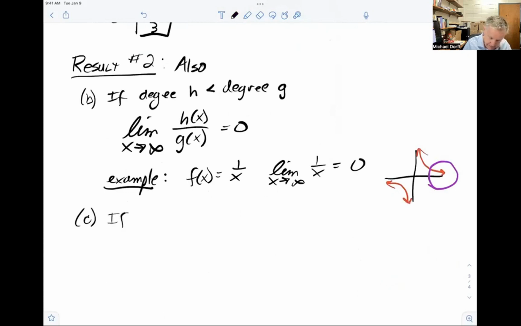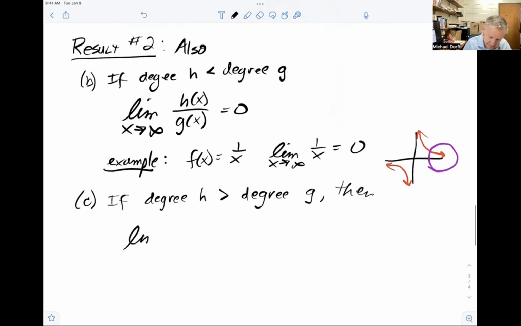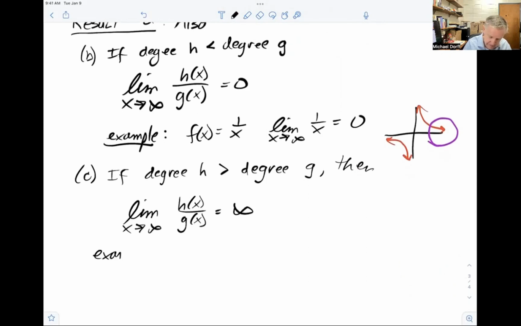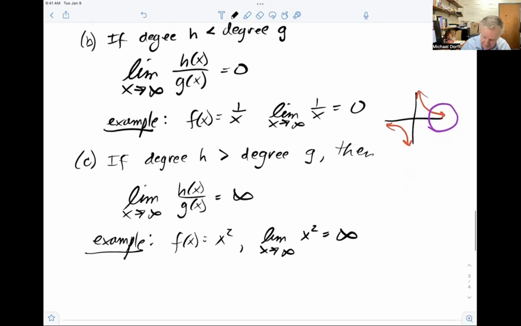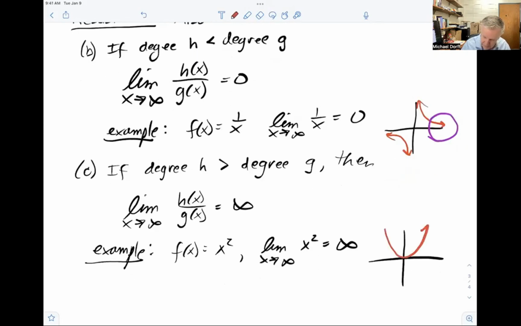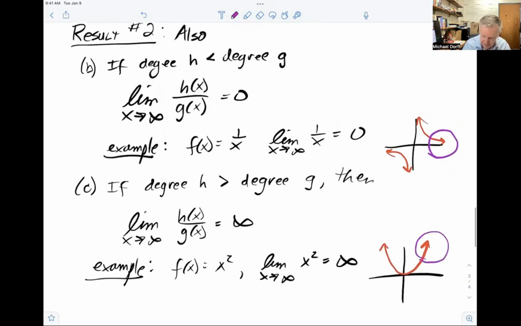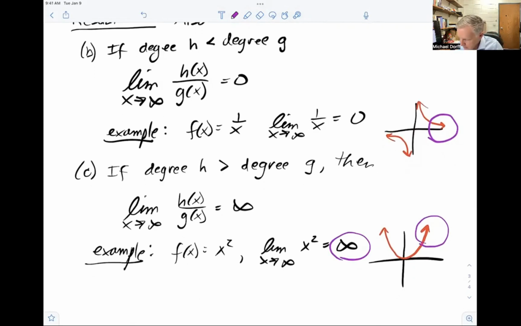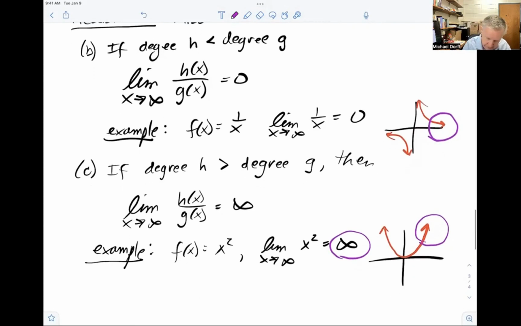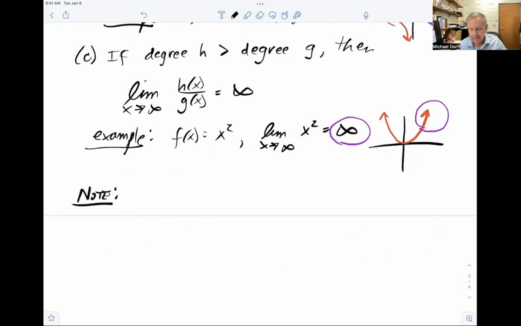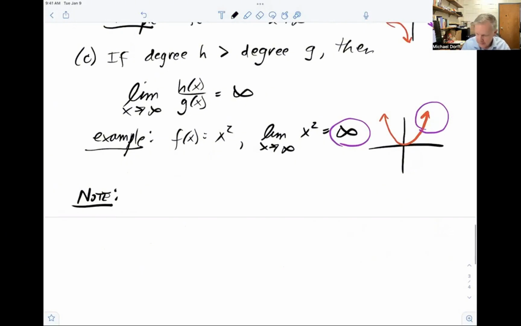Part C: if the degree of h is greater than the degree of g, then if I look at that limit of h over g, it's going to equal infinity. An example of that is f of x equals x squared, and the limit as x goes to infinity of x squared is going to equal infinity. If I look at the graph of that, that looks like this U, and as we go further to the right here, that's getting larger and larger, and that's why we get infinity there. Let me now say one more thing, and then I'll do another example here. This section is on limits at infinity, which we've been talking about, but it also talks about horizontal asymptotes.